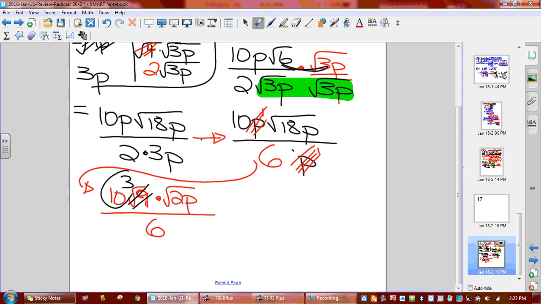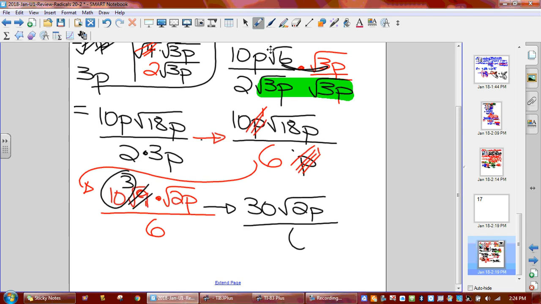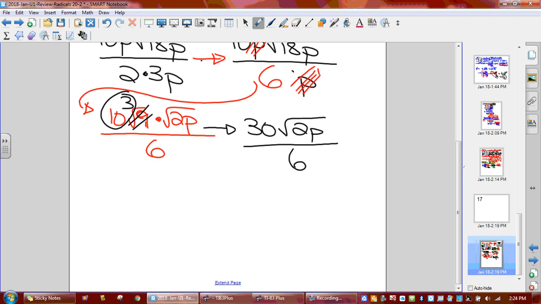The only thing I can do is see if these coefficients and the denominator reduce, and they do. 30 divides by 6 five times, so it's going to become a 5, and we will no longer have a denominator. We're just going to have 5 root 2p. Again, we need our restriction.